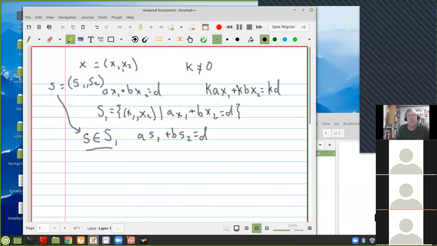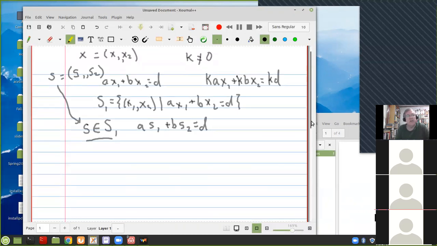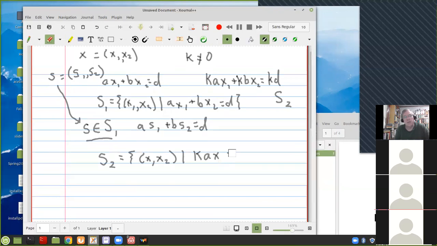Now, let's look at the solution set for the second system over here. I need to write it down here for space reasons. So we're going to have S2 equals the set of all X1, X2, such that K A X1 plus K B X2 equals K D.